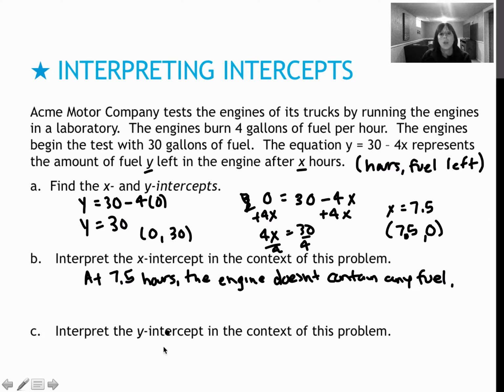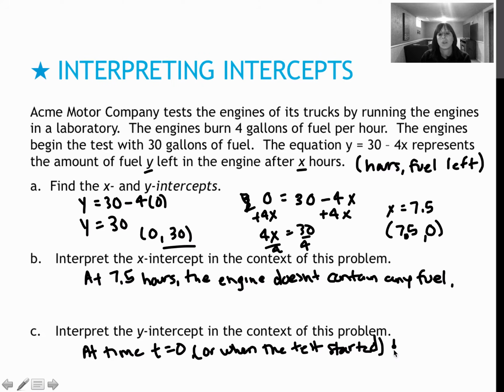The y-intercept is this one, 0, 30, which means at time 0, or when we started the experiment or when the test started, there were 30 gallons of fuel in the tank. So hopefully that helps you to understand how to interpret intercepts.